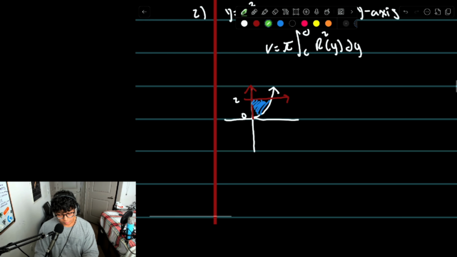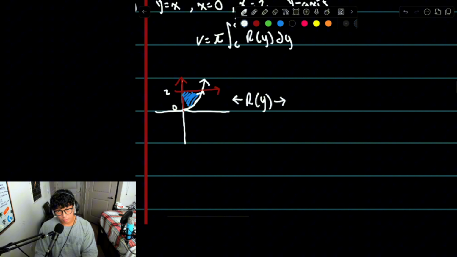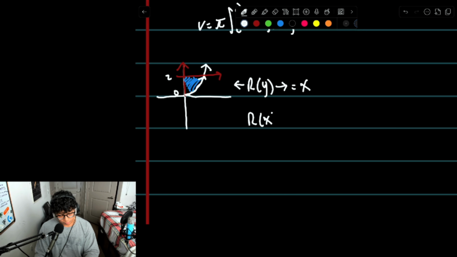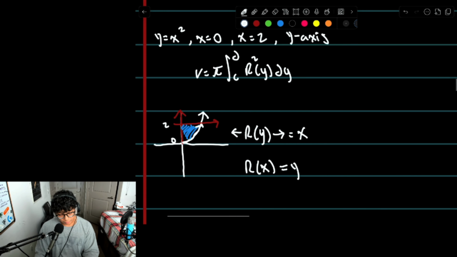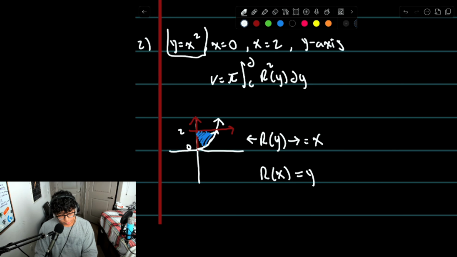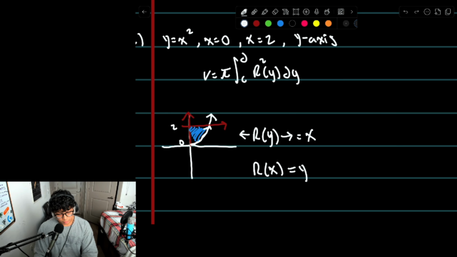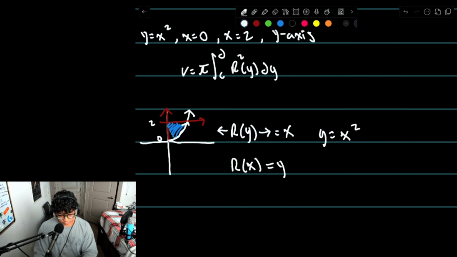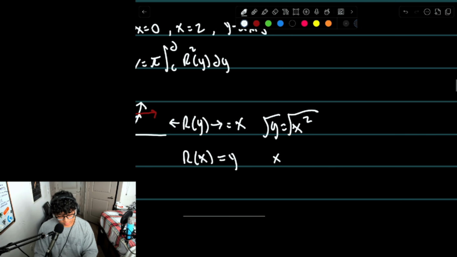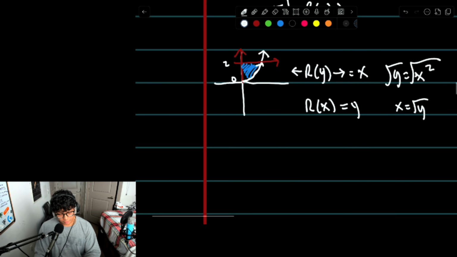This time our r of y is from the y-axis to this curve, so it goes this way. And one good thing to remember is that r of y is equal to our x. In our previous problem, r of x was equal to our y. So now we just have to put this y equals x squared in terms of x equals, which is fairly simple. We just take the square root of both sides, and we're left with x equals the square root of y. And our last step is just to plug in.